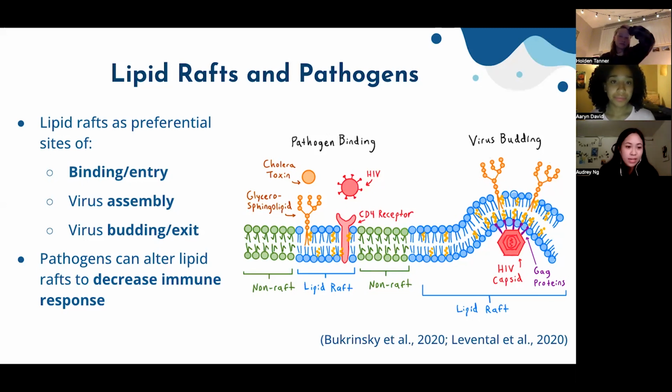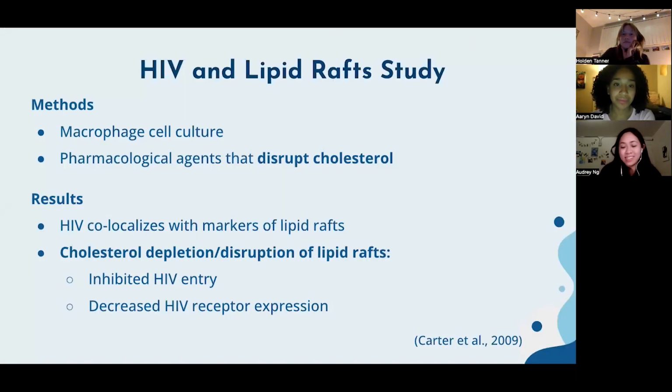As Erin mentioned, these lipid rafts are often involved in inflammation signaling pathways and other types of processes. So pathogens can really interfere with this. HIV and lipid rafts is an interesting topic of study, and in this primary research paper, the experimenters were able to look at cell cultures of macrophages, and they used 4 different agents that disrupt cholesterol. And this ends up disrupting lipid rafts.